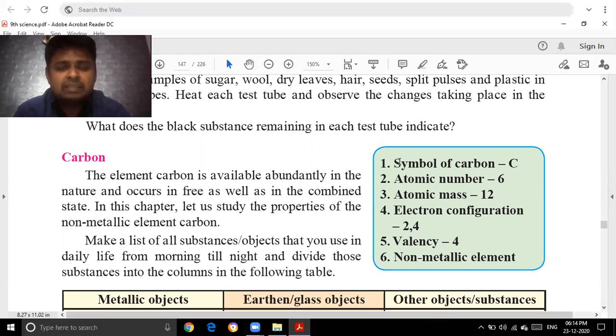So carbon is available abundantly in nature. It occurs in free as well as combined state. Free state म्हणजे काय? फक्त कार्बन, दुसरं काहीच नाही. Combined state means what? Carbon reacts with other elements to form its compounds. कार्बनचे जे नंतर compounds तयार झालेले. So in this chapter, we are going to study the properties of the non-metallic element, that is carbon.